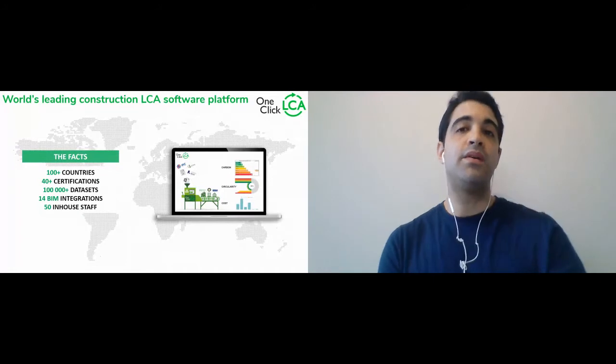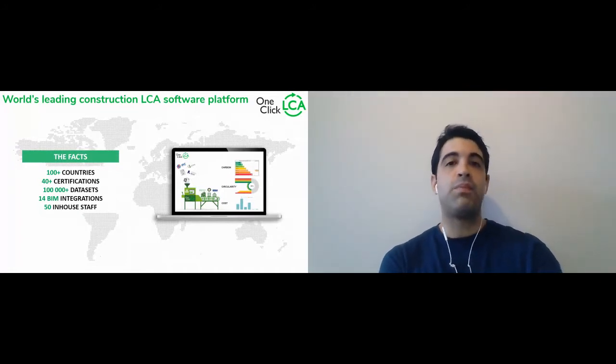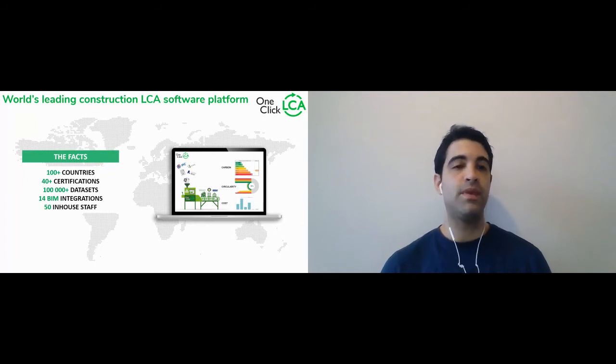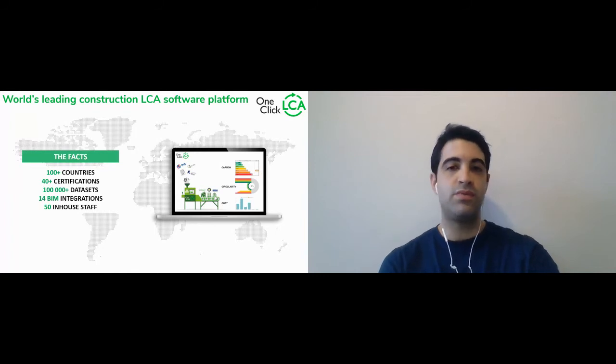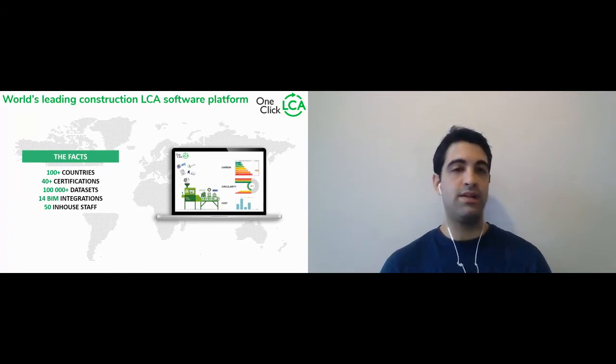And since this is getting bigger and bigger, we need a platform to perform these calculations, and that's why we are the world's leading construction LCA software platform. We have clients in more than 100 countries. We support more than 40 certifications. Our data set is more than 100,000 data points. We support integration with several software. For example, I can mention Revit, Tekla Structures, Rhino, Grasshopper. I'm going to talk a bit more about that later on. And currently, we're about 50 employees, and we keep growing and growing, to be honest.